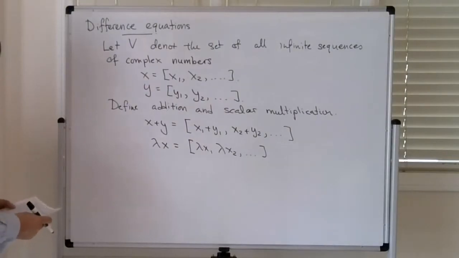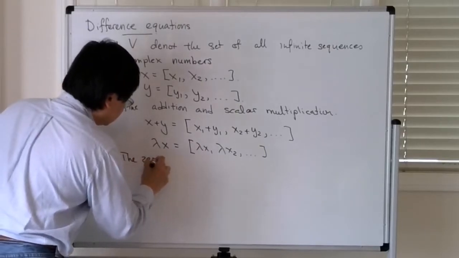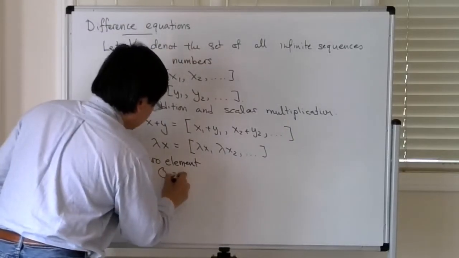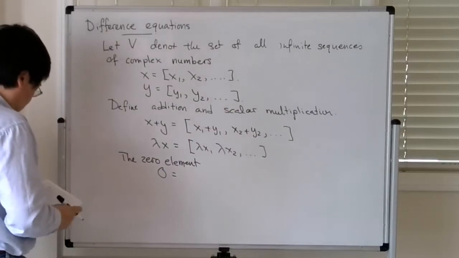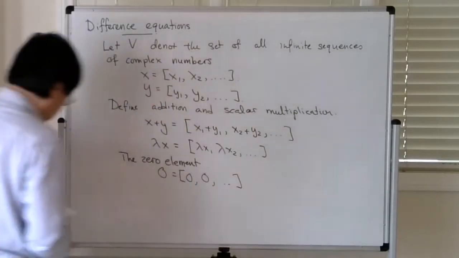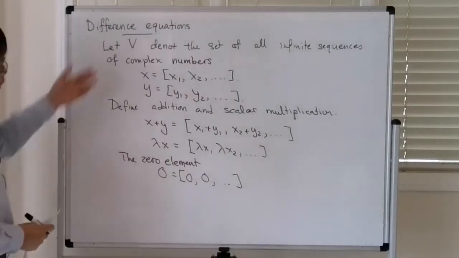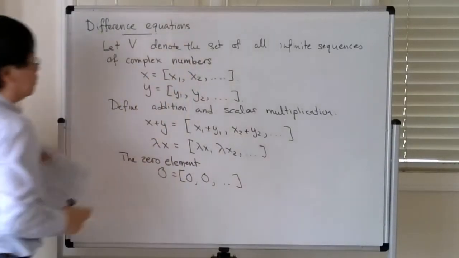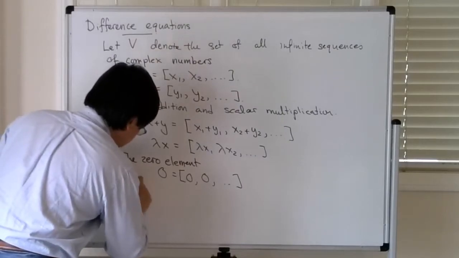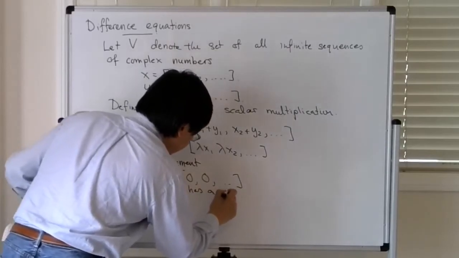Okay, all right. Then obviously the zero element of this space with respect to the addition operation is just the infinite sequence of all zeros. And so this endows the space V with a vector space structure.